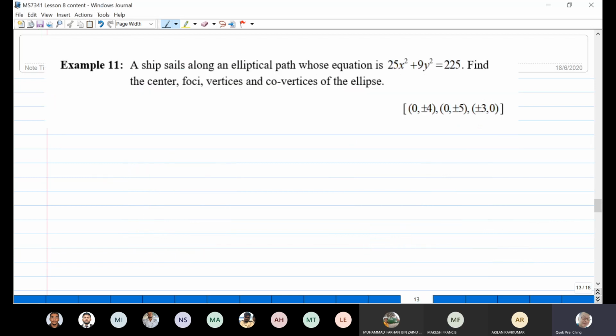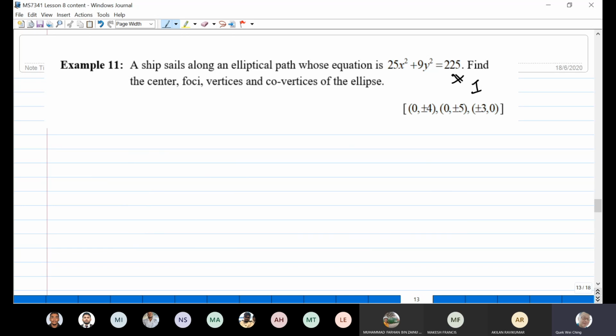Okay, move on. Example 11. A ship sails along an elliptical path whose equation is 25x squared plus 9y squared equal to 225. Find the center, foci, vertices, and co-vertices of the ellipse. This equation looks very different because the standard equation of an ellipse is equal to 1, but now this is not equal to 1. So you must convert the equation so that you can compare. Make sure that you get 1 there.